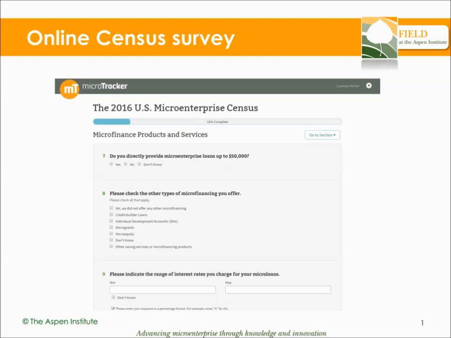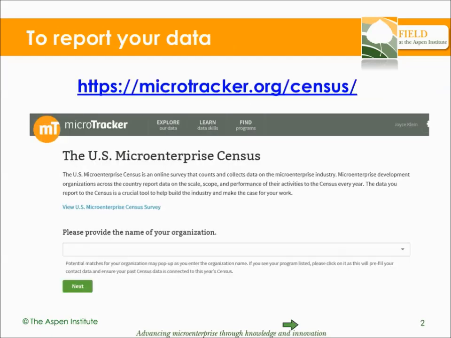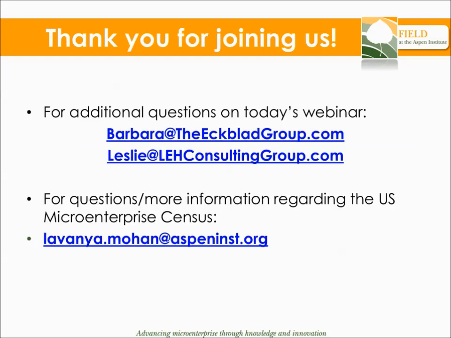So we would ask that you please go to our microtracker.org website, to this link, microtracker.org/census, and fill in the census data. We are happy to provide support to you if you get into that process and need any help. So I'm going to leave you with a few things in terms of next steps.